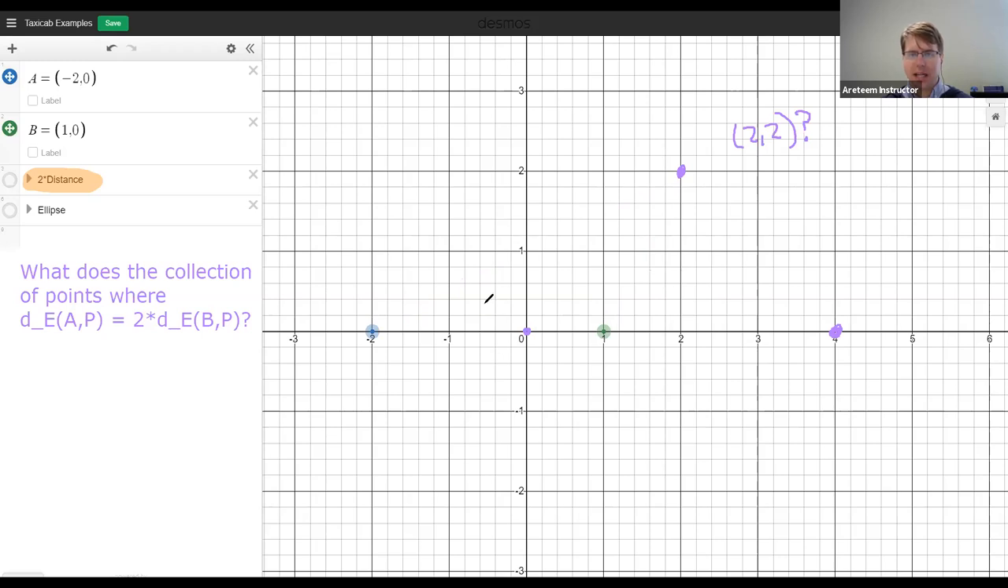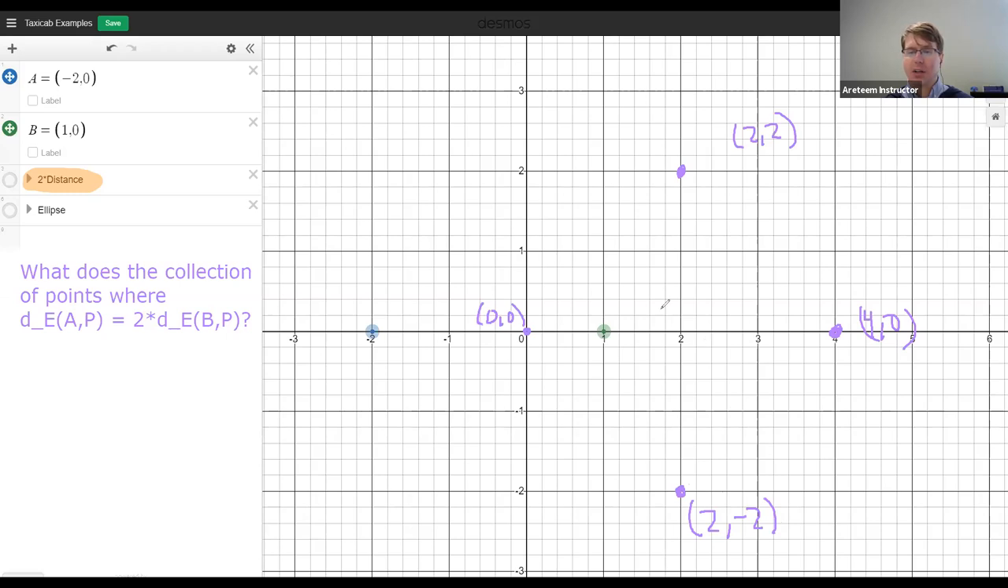So maybe let me start labeling our points. We have a 0, 0. We have a 2, 2, which is no longer a question mark. We have a 4, 0. And then of course some negative values here should work as well. So by symmetry, if we go down instead of up, we can get 2, -2 here. Any guesses as to what shape we're going to have here? Diamond.